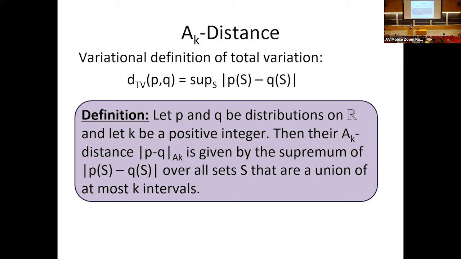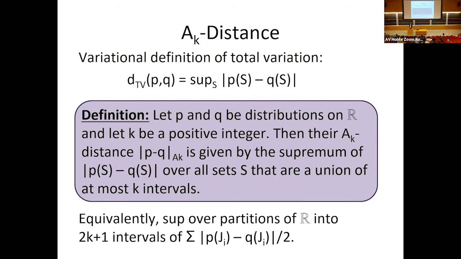And this is critical. It means that this uniform distribution over a large random subset will actually be very close in A_K distance to the uniform distribution over [0, 1], because even though they're very far in total variation distance, over any interval, it's very likely that they'll assign nearly the same probability.